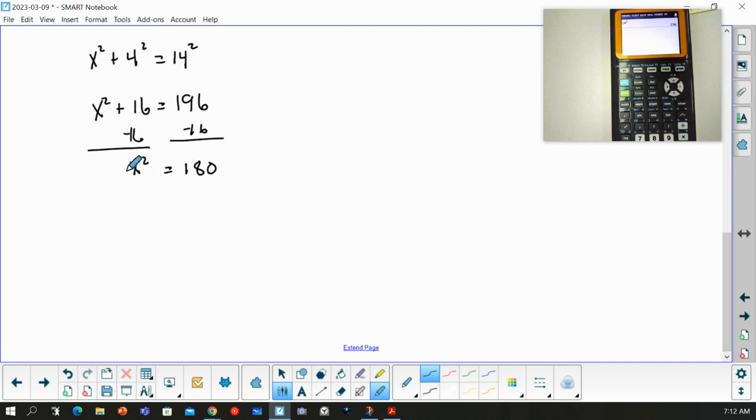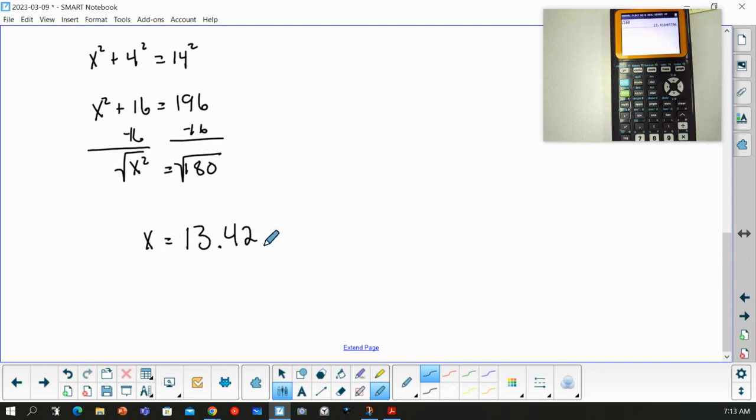Now we need to take the square root of both sides to get rid of that squared. The square root of x squared is x. The square root of 180, I don't think that's going to come out evenly. So I'm going to use the calculator. The square root of 180 equals 13.416. Because I don't want to round off completely yet, I'm going to go out at least 2 decimal places, not my final rounding. 13.41642. So I'll go out to there.